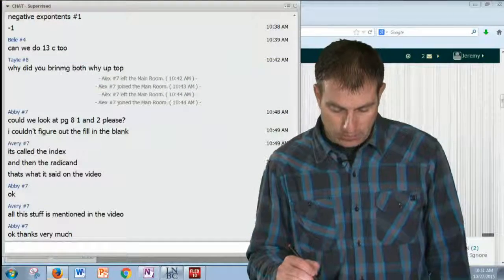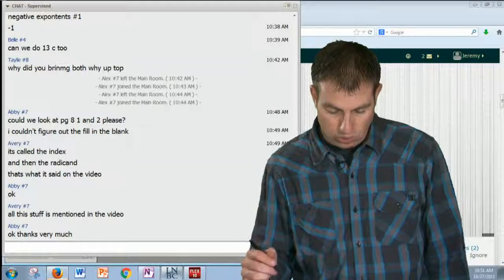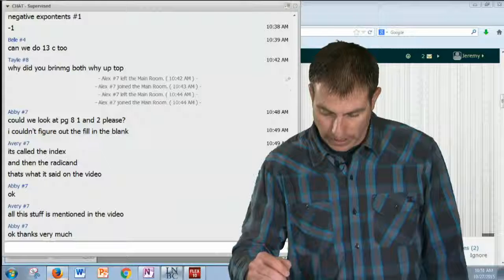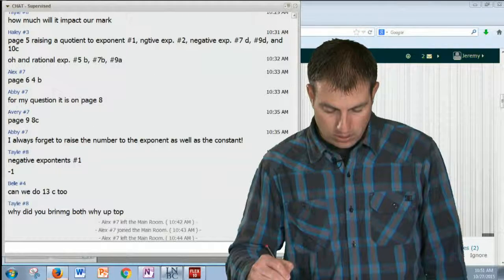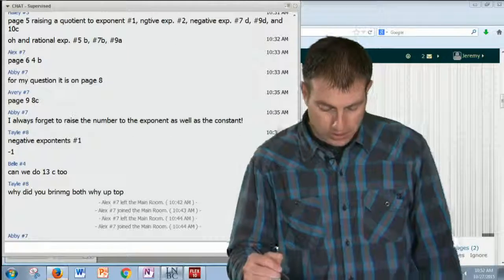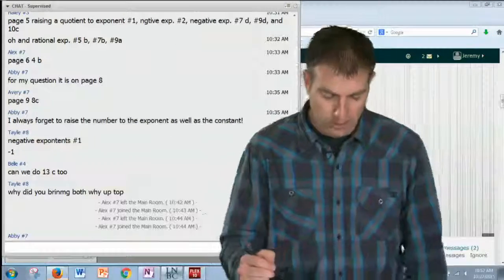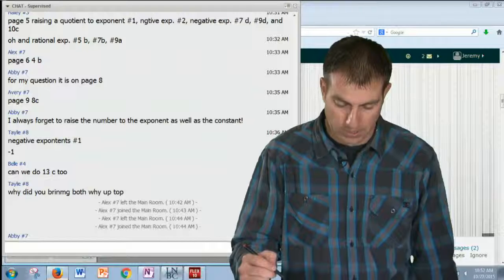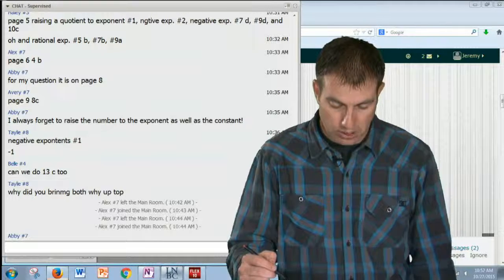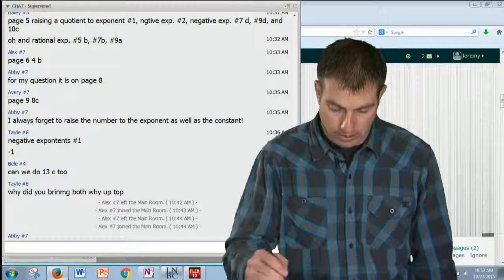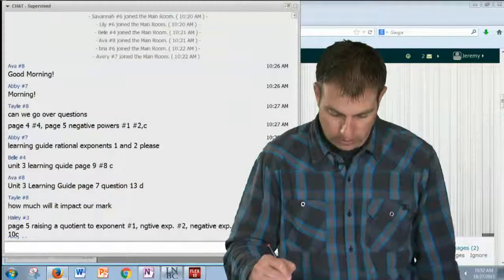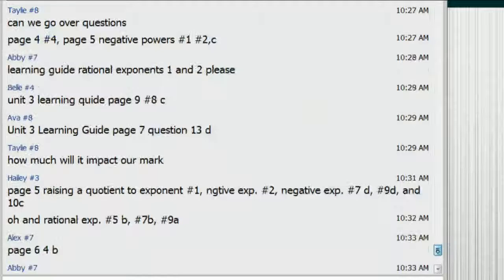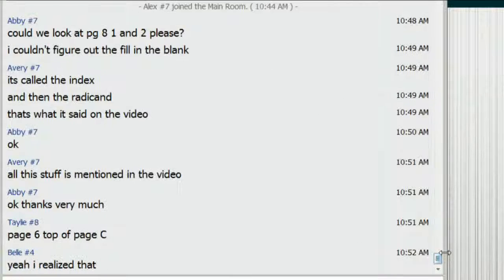What else do we have? Page 8, 1 and 2, index. Avery was on that for me. Thank you, Avery. 13C. I did 13C last day, Belle. Hopefully you can check the video from last day as well. Page 9, 8C. Anything else from page 9? Page 9, 8C. Looks like a couple page 9, 8Cs.